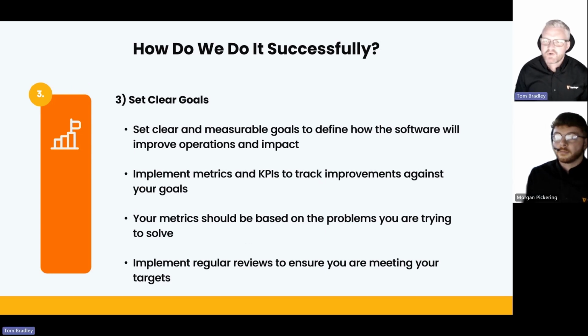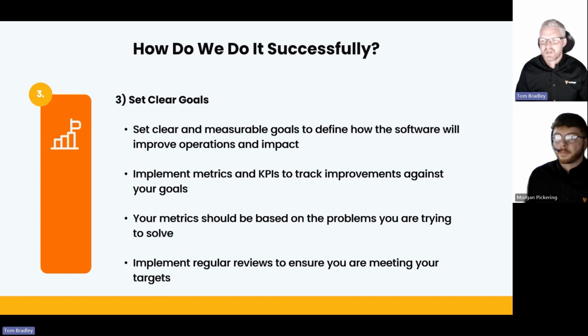Okay, so now we've identified our chosen solution and we're going ahead with that particular provider, it's really important at the start of that project to set clear and measurable goals because we want to be able to define success and we want to make sure that as we're going through the process, we're achieving what we set out to achieve. So setting measurable metrics or KPIs to track improvement against your goal is crucial at this stage.